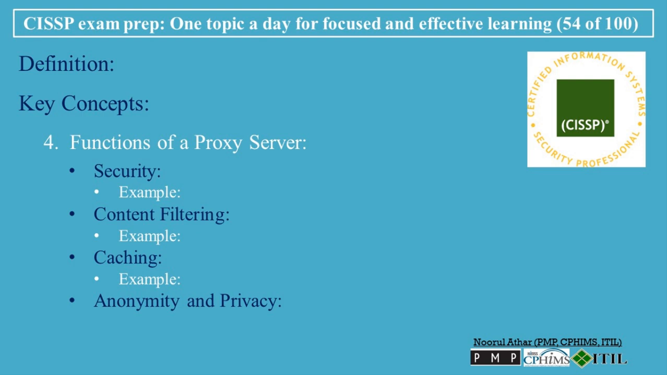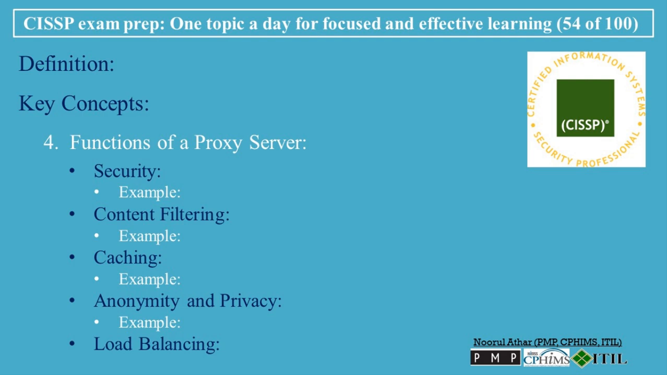Anonymity and privacy. By masking the client's IP address, proxy servers can provide anonymity, preventing websites or external servers from tracking the user's location or identifying their real IP. Example: a user connects to an anonymous proxy to hide their real IP address while browsing the web.